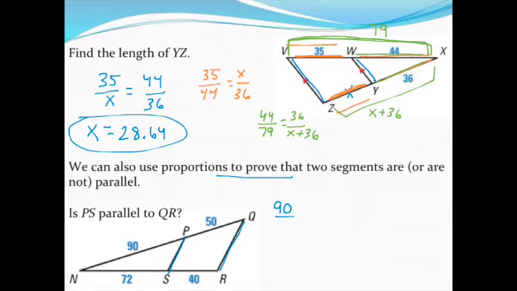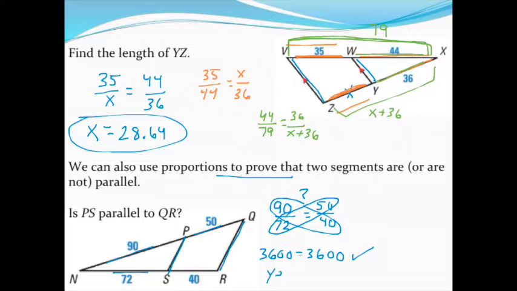The one that I'm going to set up very simply is 90 over 72, which is a full side over a full side. And then I'm going to match that up to 50, which is a partial side, over 40. There's no variable to find this time. We know all the segment lengths. All I want to do is figure out if this proportion is true. One really easy way to do that is to cross multiply and see if you get the same thing on either side. So cross multiplying this way, 50 times 72, I come up with 3,600. If I cross multiply the other way as well, 90 times 40, that's also 3,600. Because those come out to be the same thing, that proves yes, these two lines are parallel to each other, because those triangles are divided proportionally.